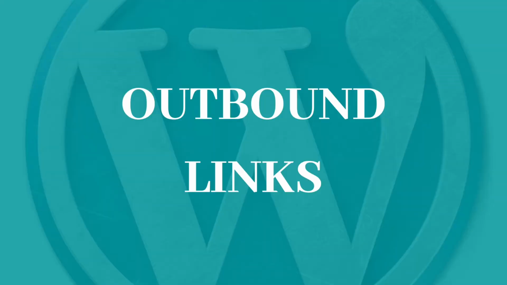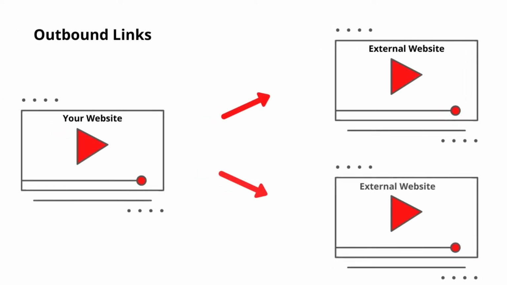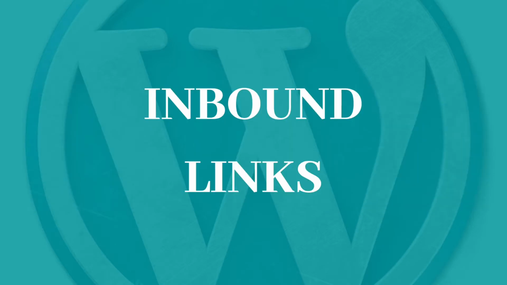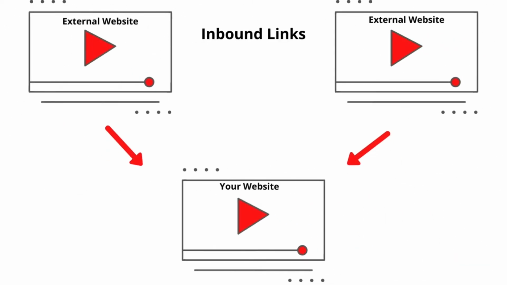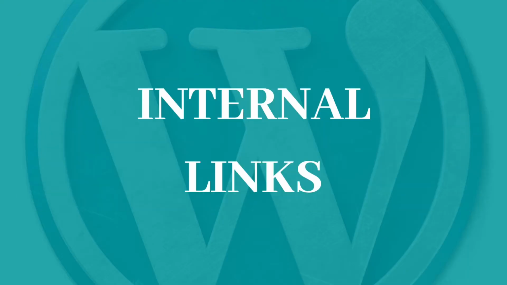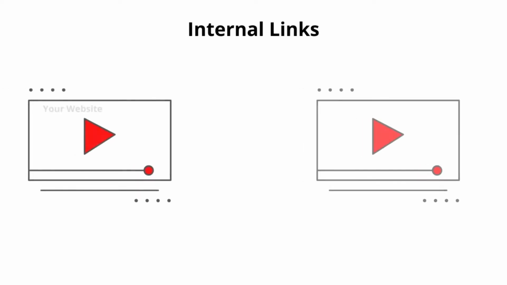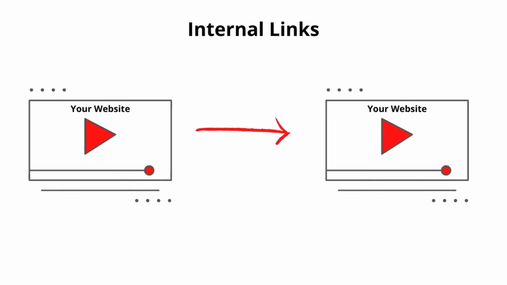The first type of links are outbound links. These are links that go to websites outside of your own website. This could be affiliate links or links that go to other articles or websites. Then you have inbound links, also known as backlinks. These are links that refer back to your website from other blogs or websites. And finally, you have internal links. These links are links that refer to other articles from within your own blog. Used right, links can help your website rank within Google search engine.